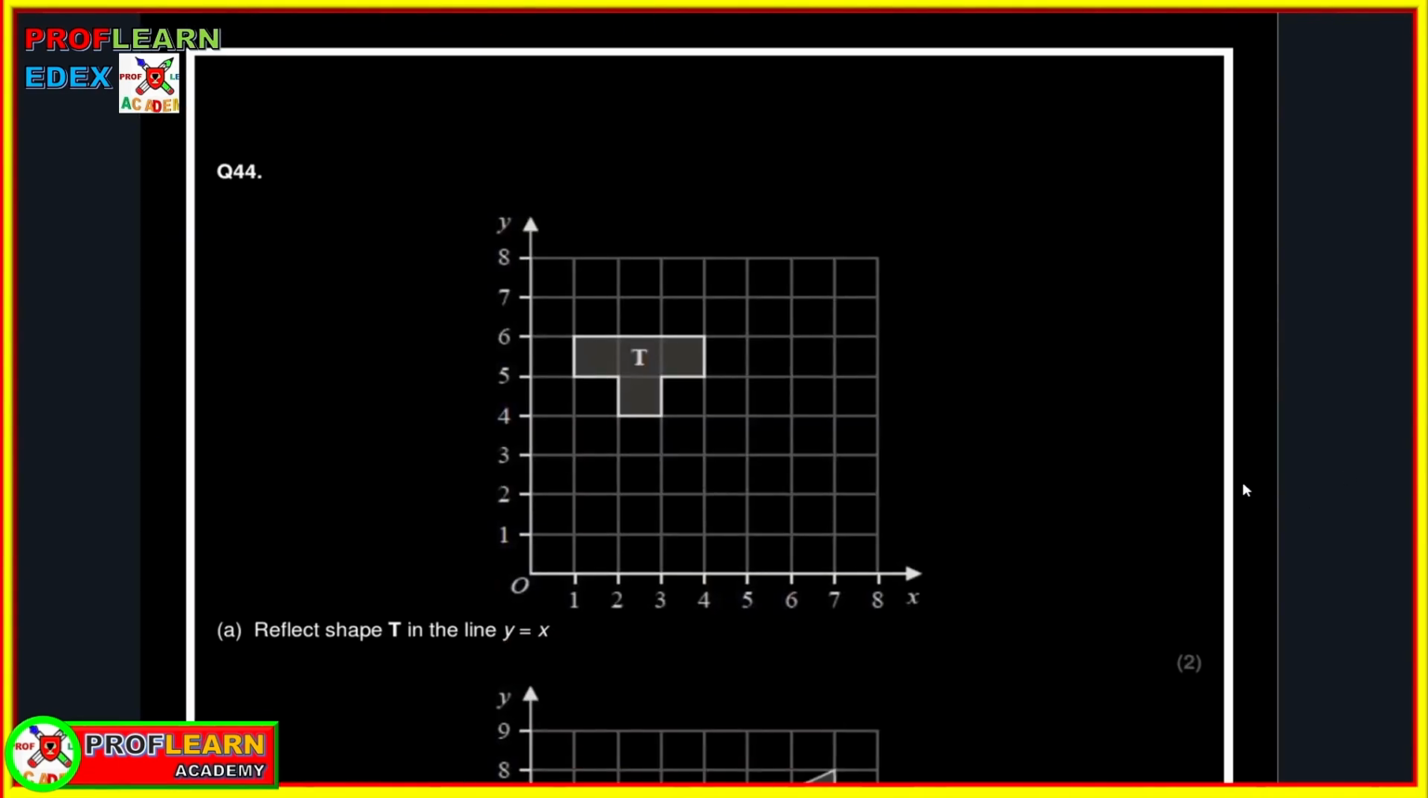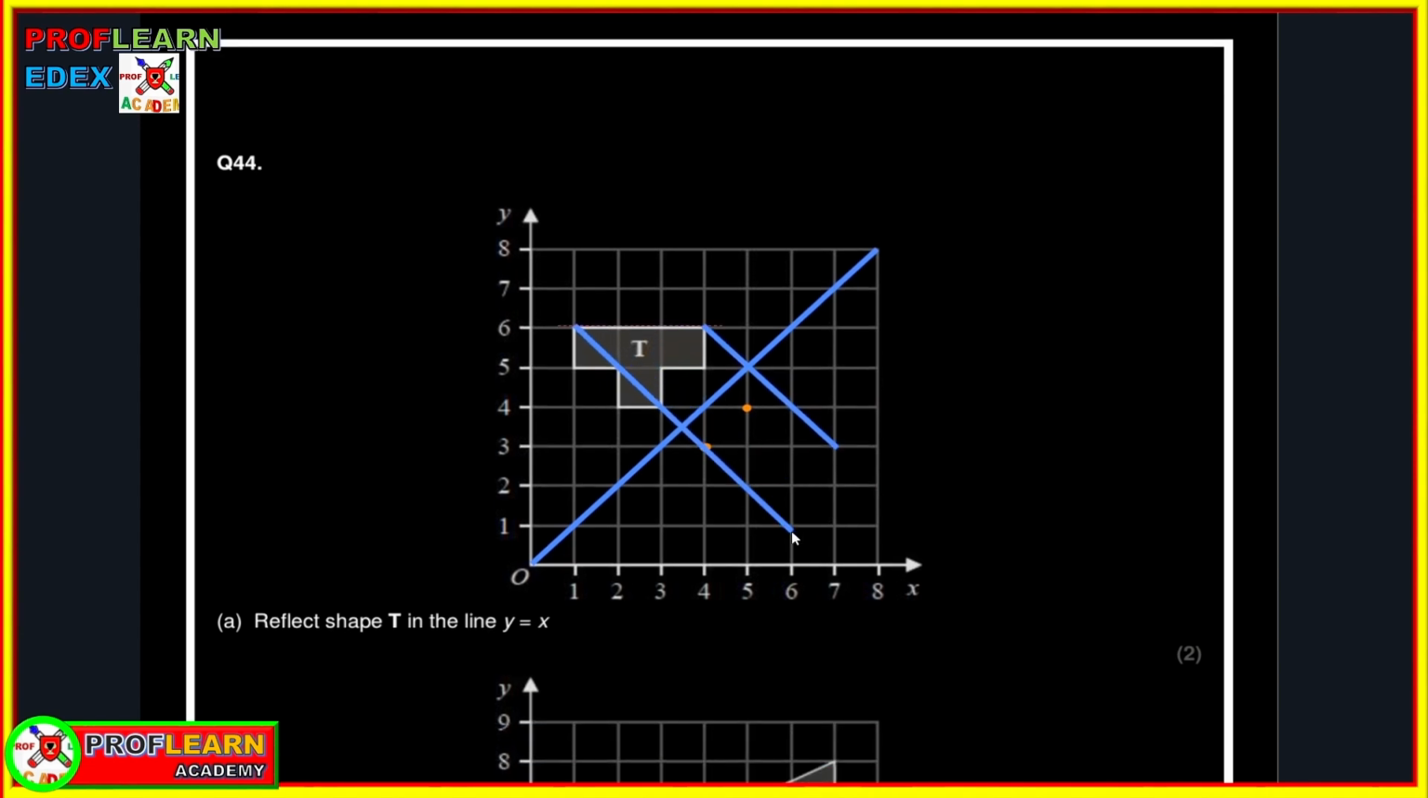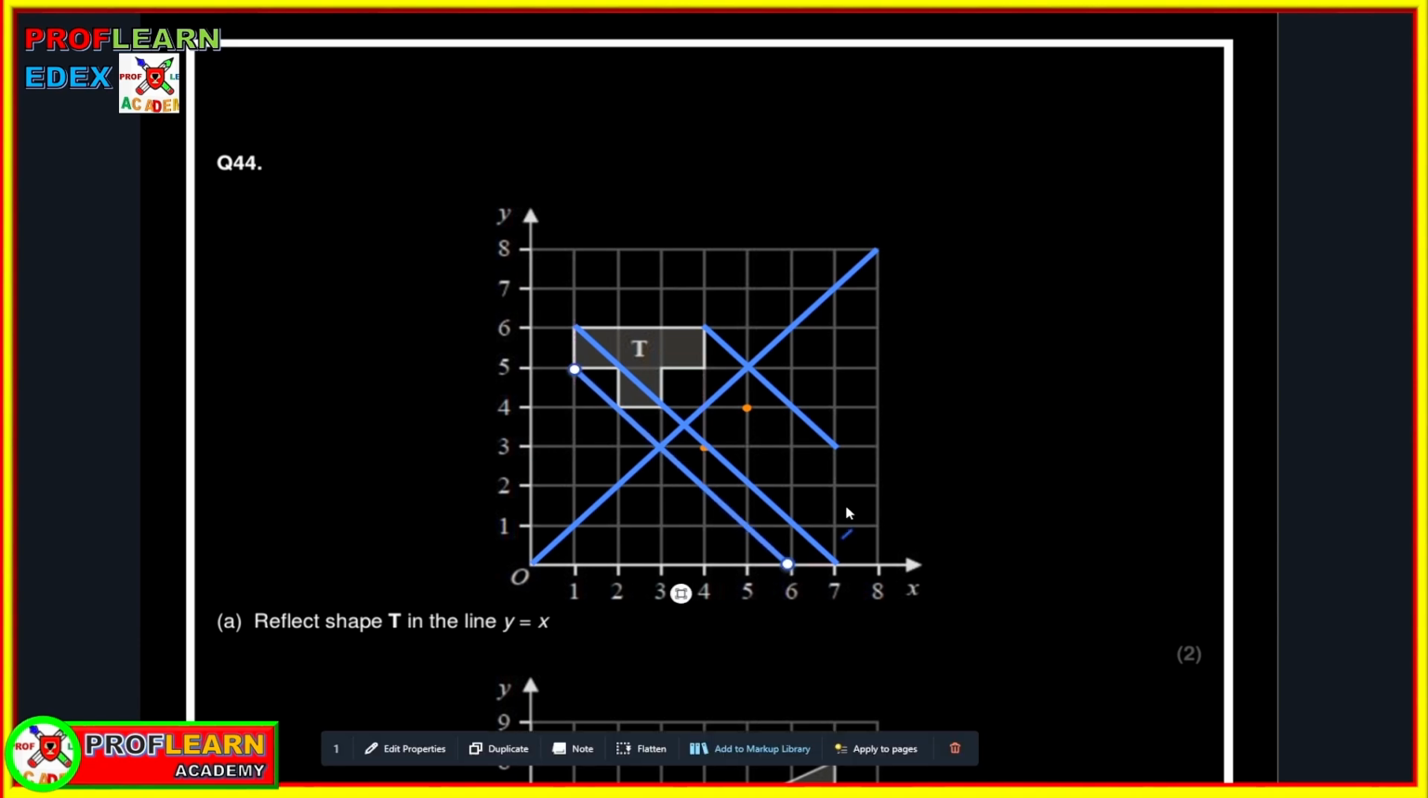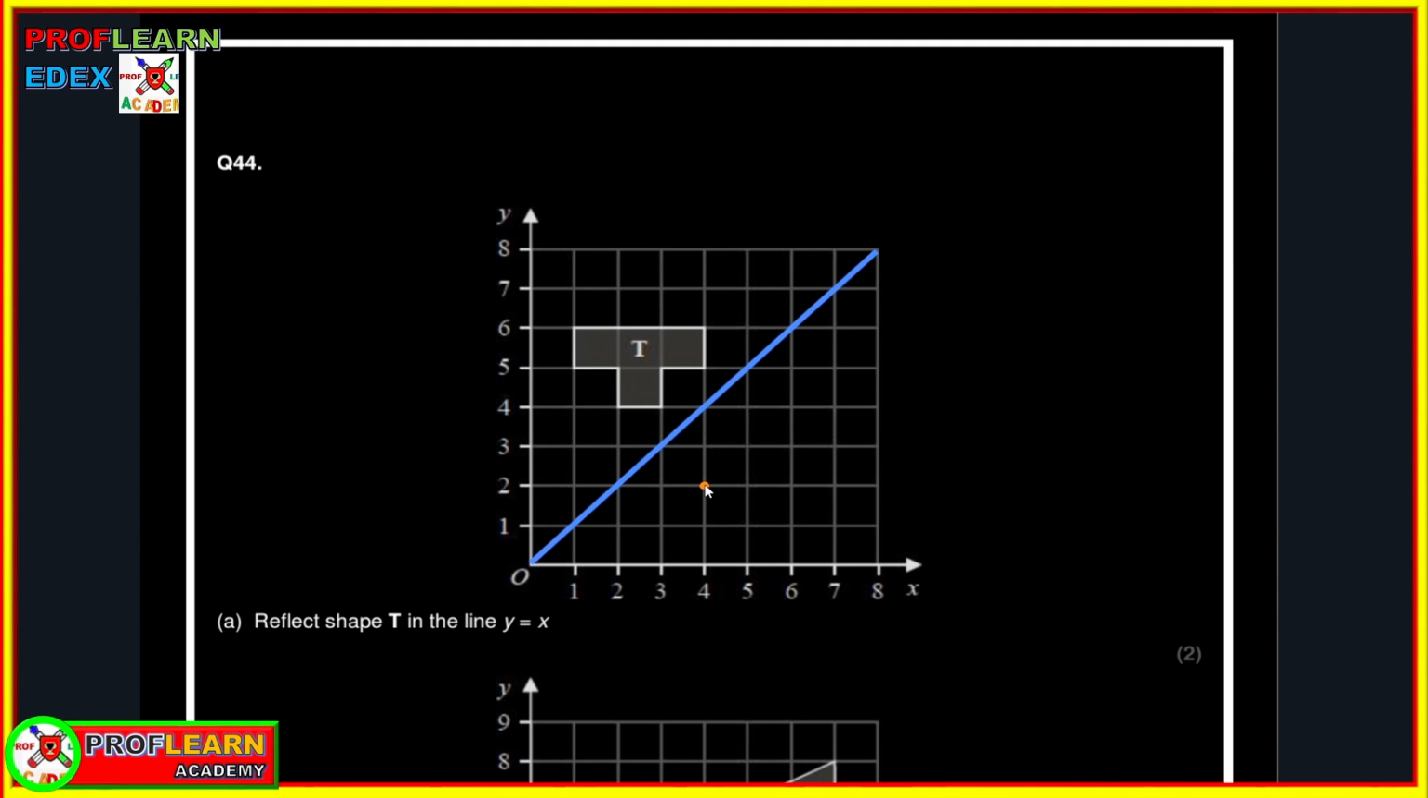All right, so to reflect this on the line y equals x, we are going to draw that, and then we are going to use a set square and measure the distances from where the image is such that the line is perpendicular. So the image should be on the other side of the line, and it should be the same distance from the line of reflection to where the point is on the opposite side. So we are going to have the first point here, we move to the opposite side. So we are going to have our image point like that.